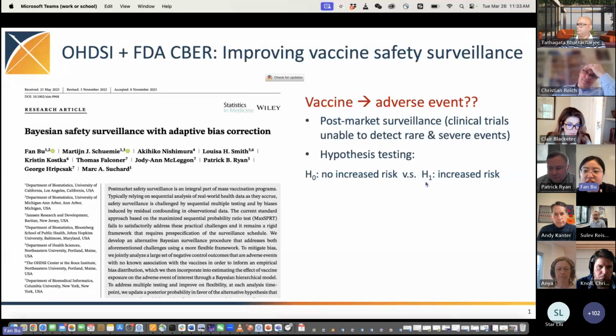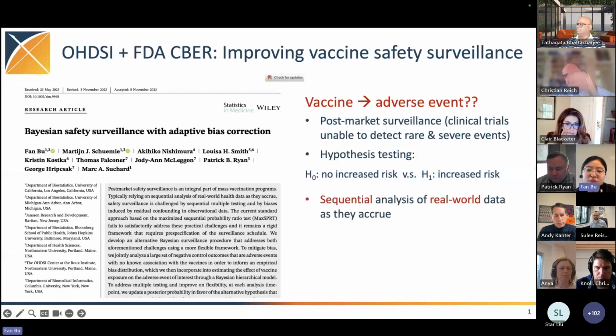We want to test using the data to see if the vaccine does indeed increase the risk of some adverse event. Now, because we want to be able to rapidly detect any safety signals of concern, we have to rely on sequential analysis of data in the real world as they accrue over time, usually in monthly frequencies or sometimes bi-weekly frequencies. Generally speaking, the framework that we are developing here is not just limited to vaccine safety events. It can be generalized to any kinds of surveillance problems using streaming data.